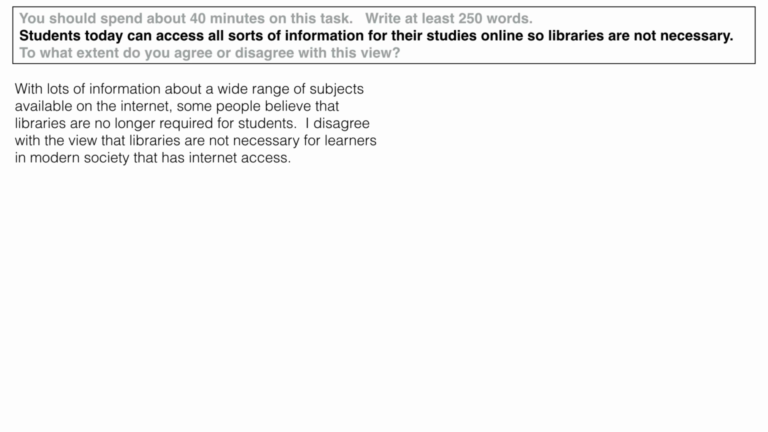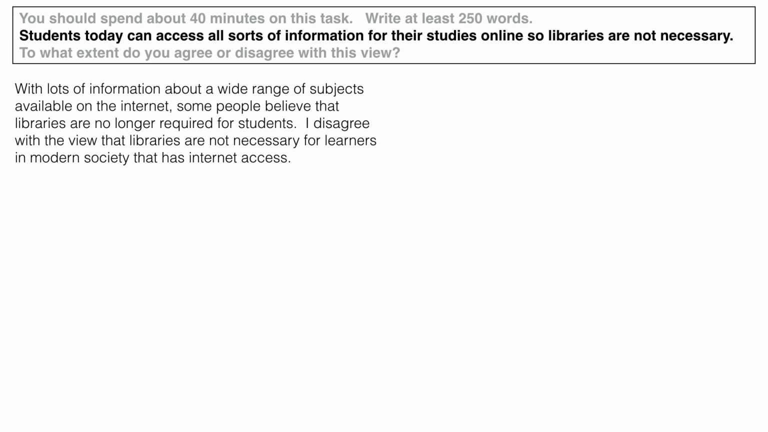So that's what we want to see in the introduction, and we have there lots of information about a wide range of subjects available online. Some people think libraries are not required for students. It's also important that we keep that for students element. It doesn't have to be everywhere, but it is about libraries being required for students. That's the topic, and then my opinion is very clear. I disagree with the view that libraries are not necessary for learners in modern society that has internet access.